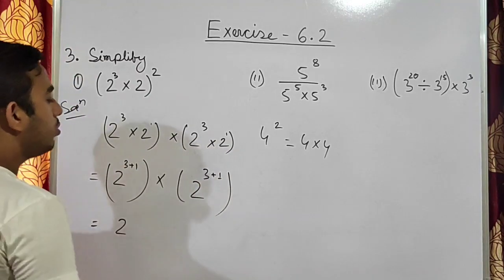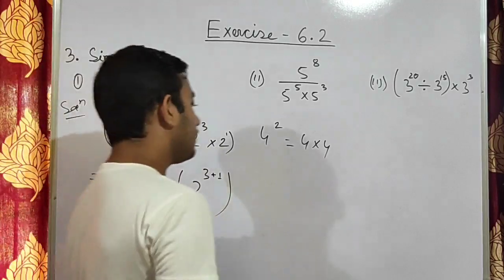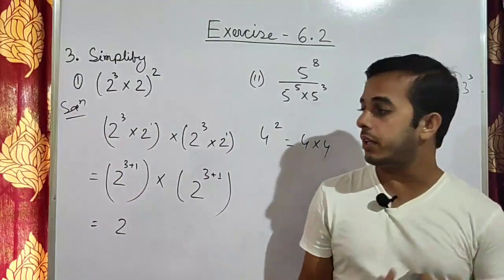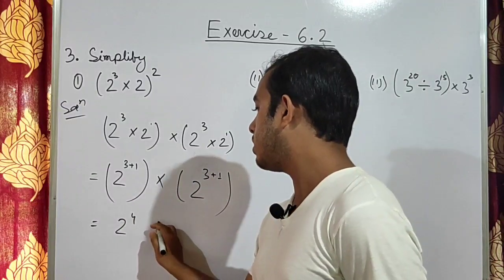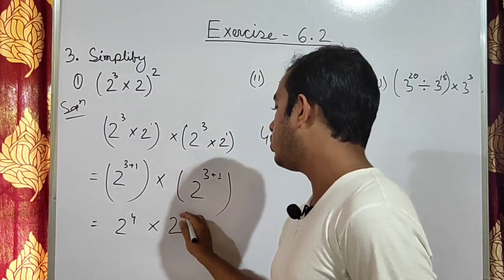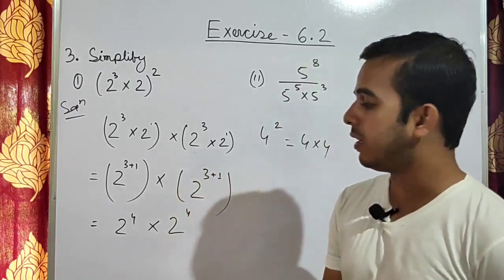Now 2, 3 plus 1 is how much? 3 plus 1, it is 4. In this case it will also be 2 to the power 4. Up to this clear? Okay.